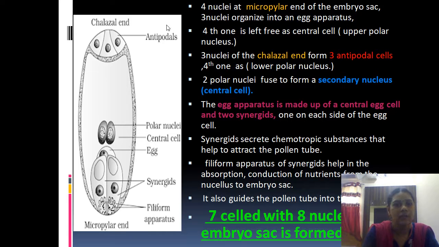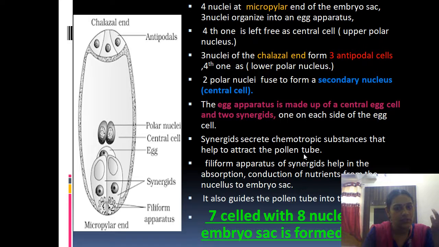So the nuclei at the micropylar end are 1, 2, 3. These 3 nuclei at the micropylar end are organized into the egg apparatus. The 4th one is left in the central cell. So the polar nuclei, they are telling, are in the central cell, and this upper polar nucleus is 1. The lower polar nucleus is just near the chalazal end, by the antipodal cells. The 2 polar nuclei fuse to form a secondary nucleus just before fertilization. I had told you already.